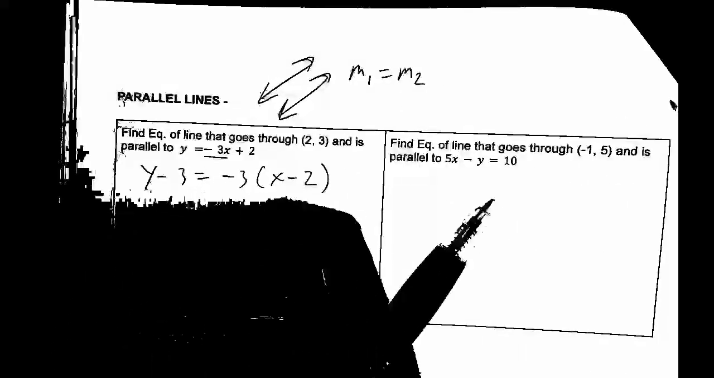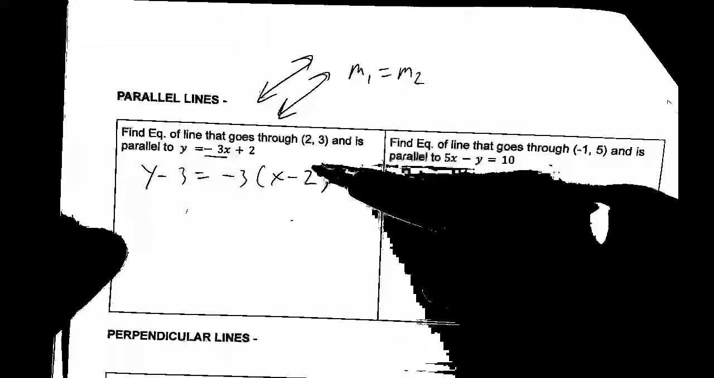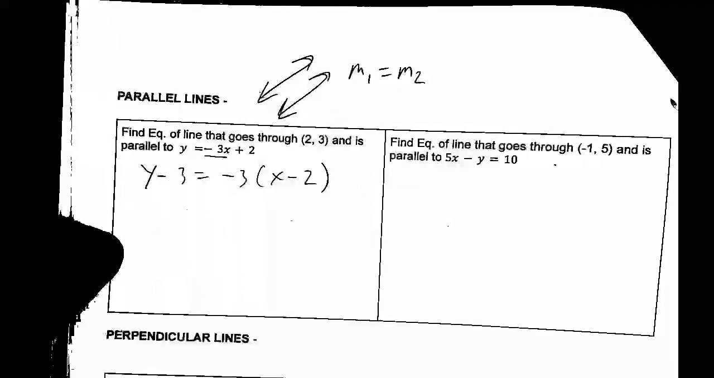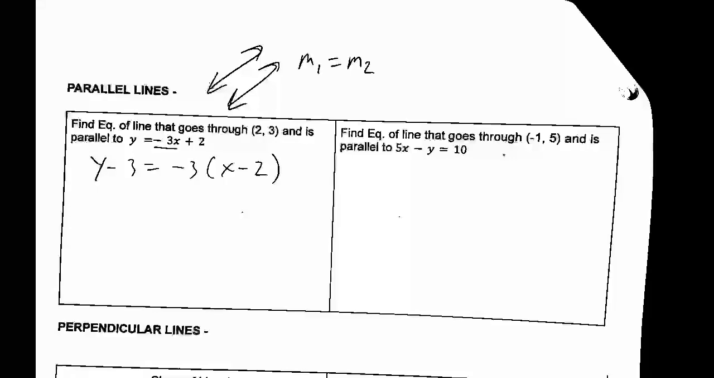This is a new line. It goes through this point here, and it has the same slope as this other line. That's it. Find the equation of a line that goes through (-1, 5) and is parallel to this line.